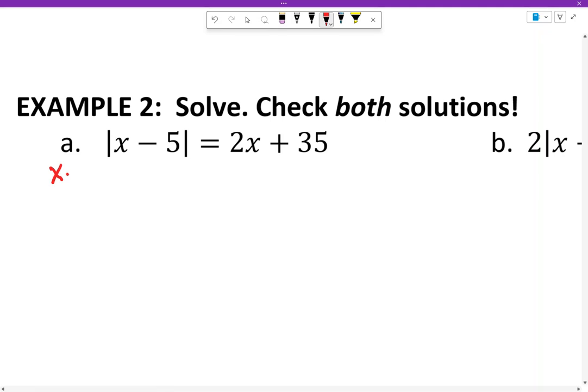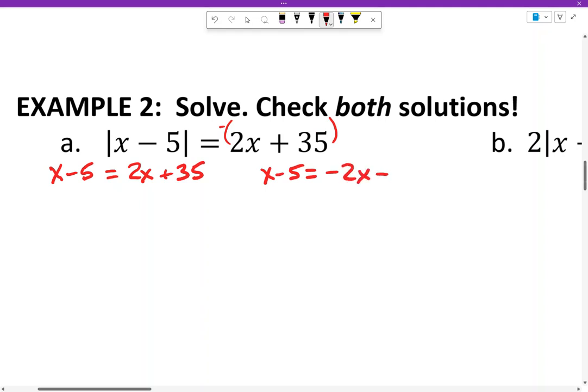First, x minus 5 has to equal 2x plus 35. Or x minus 5 equals, now when you distribute a negative, you have to do it to both things. So it's going to be negative 2x minus 35. Make sure that negative sign gets distributed to both terms in that expression. So let's solve this. We'll subtract 2x and we'll add 5.